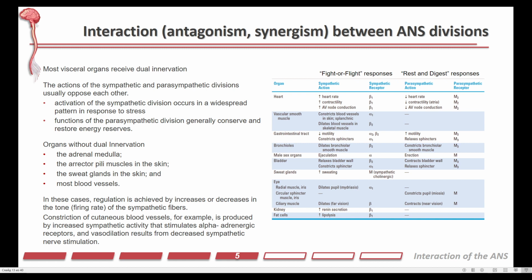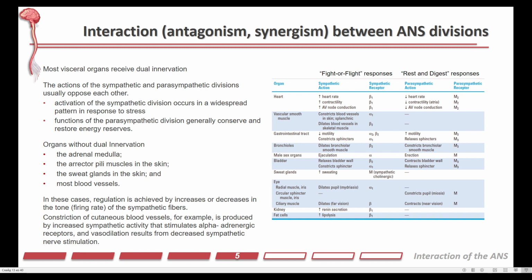We have organs without dual innervation, like the adrenal medulla. It will be only innervated by the sympathetic nervous system. Then the erector pili muscles in the skin. The sweat glands in the skin do not receive parasympathetic innervation. And most of the blood vessels also have only sympathetic innervation.